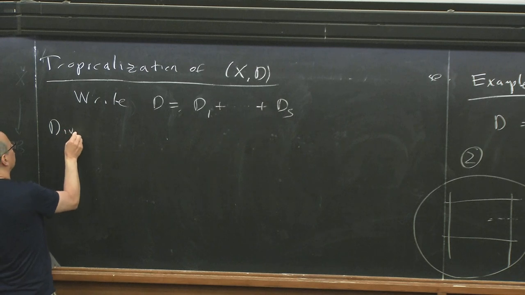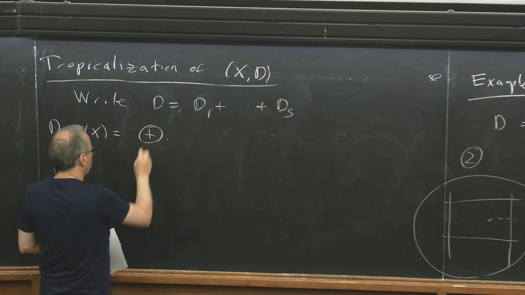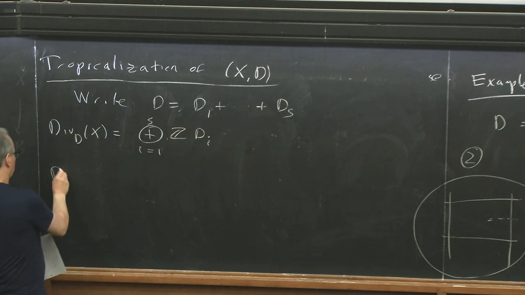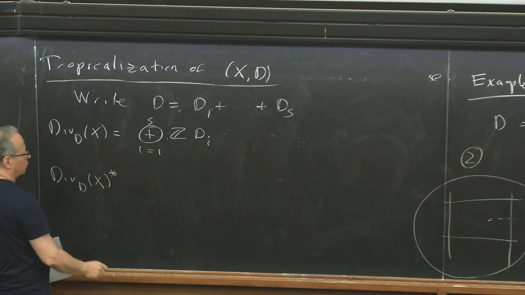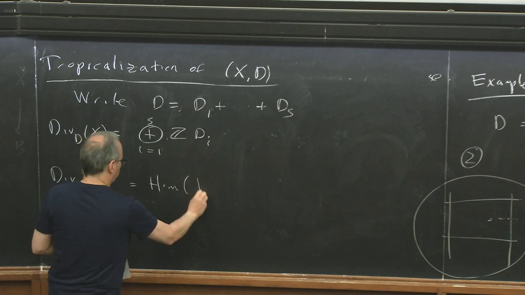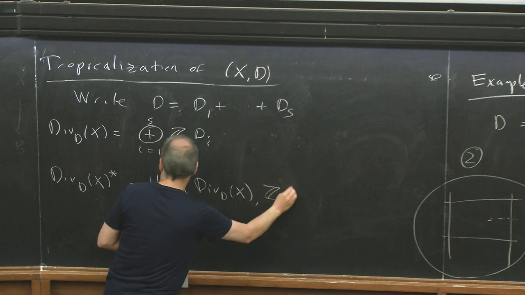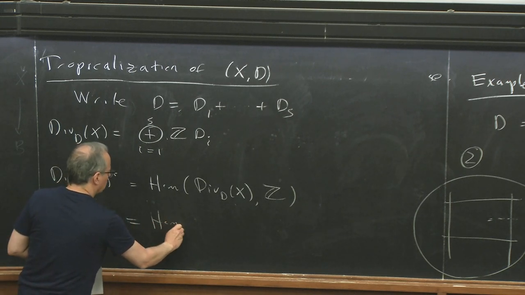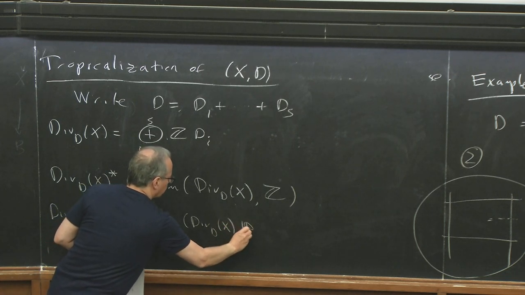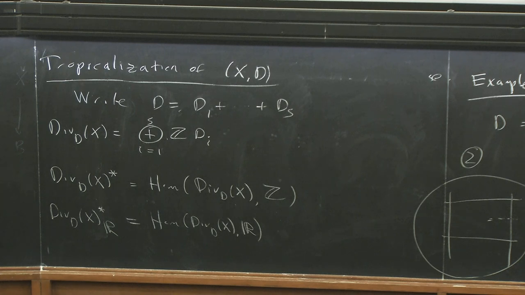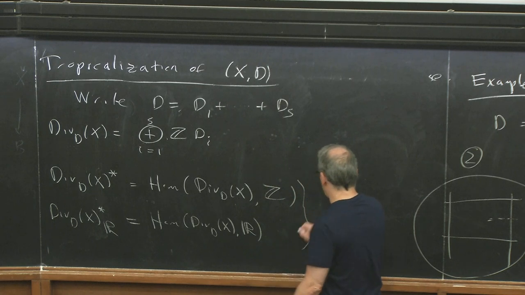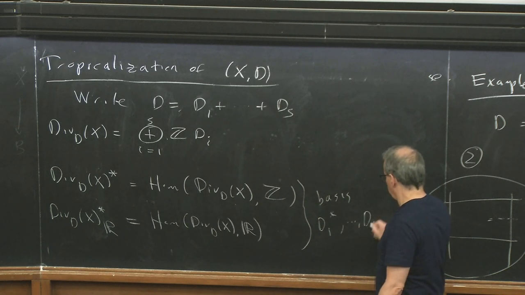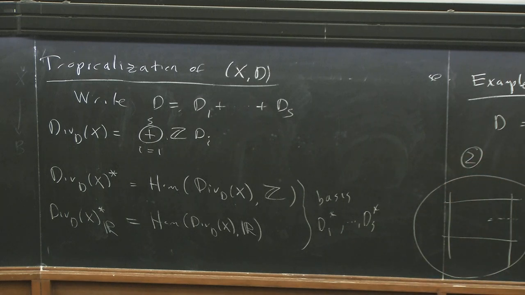And a little bit of notation. I'm going to write div D of X. This is going to be the free abelian group generated by the irreducible components. And I also want to write the dual abelian group. So this is Hom of div D of X into Z, and also the real version of that is Hom of div D of X into R. Okay, so that's just a vector space whose dimension is S, the number of components. And these have a basis given by the dual to the obvious basis of div D. Okay, so it's just a vector space.